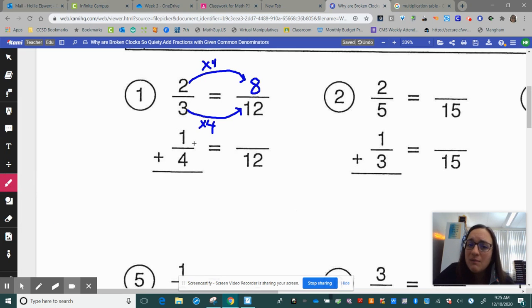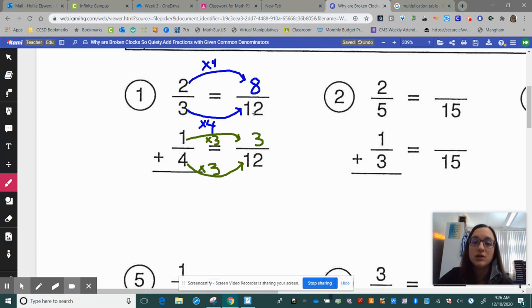Same thing here, but we can't multiply by 4 this time because 4 times 4 is not 12. It would be 16. So we have to think, okay, 4 times what gives us 12? Oh, this one's different. This one's times 3. Notice there's a 3 here. Notice a 4 here. There is a pattern that can be helpful. So what we're going to do is take this 1 and multiply that also by 3. Why? Because whatever we do to one side, we do to the other. So 1 times 3 gives us 3.